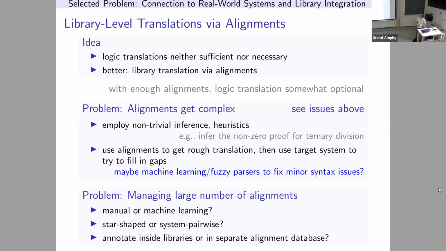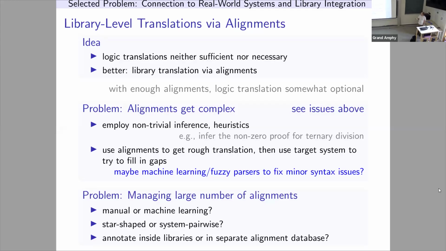There's no need to first have a complete translation of the logic. And then you realize that this library translation is actually anyway 95% of the work. So the logic translation, to the extent that you need it, is something you can do along the way.